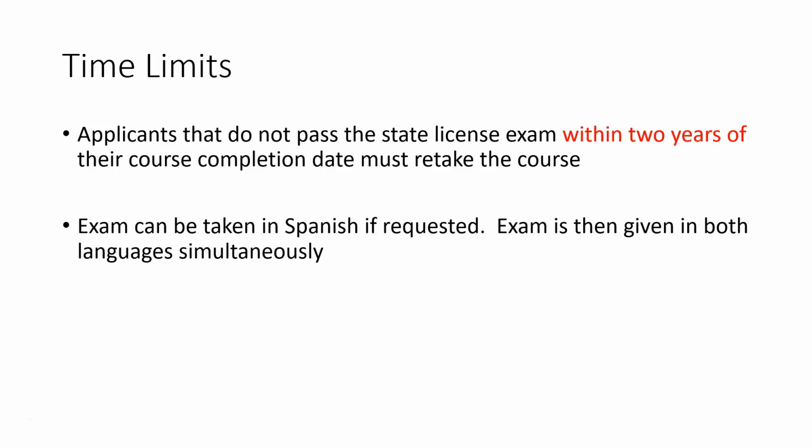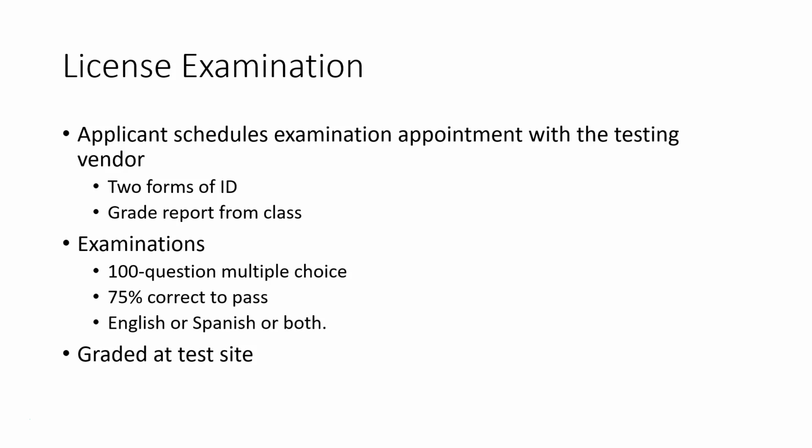There are time limits. Applicants that do not pass the state license exam within 2 years of their course completion date must retake the course. Exams can be taken in Spanish if requested, and the exam is then given in both languages simultaneously. When you go for your exam at Pearson VUE, you will have to provide 2 forms of ID and a grade report from the class. You will get a 100-question computer multiple choice exam. You have to have 75% to pass, and it can be in English or Spanish, and it is graded at the test site.